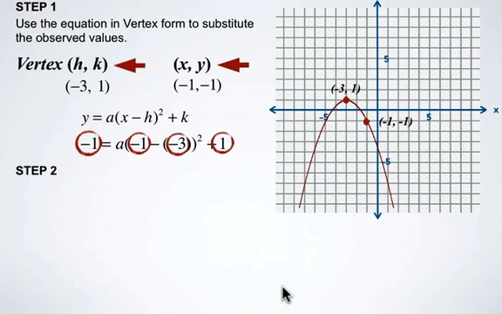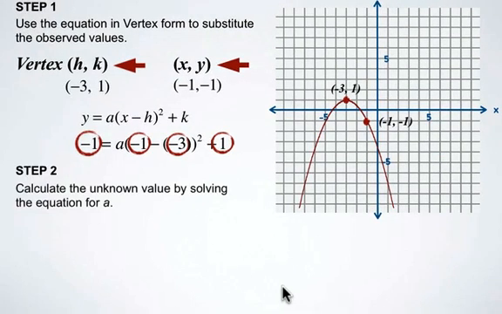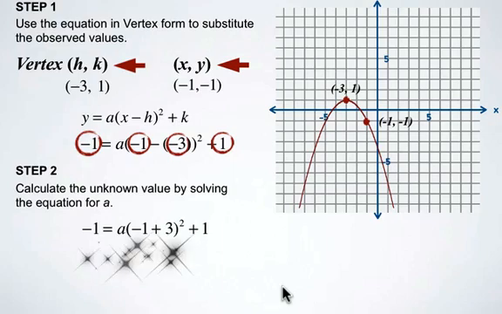Now, we'll move on to step 2, which is to isolate for the unknown a. So negative 1 is equal to a times negative 1 plus 3 squared plus 1. We'll solve what's in the brackets first. Negative 1 plus 3 is 2. So negative 1 is equal to a times 2 squared plus 1. So negative 1 is equal to 4a plus 1.